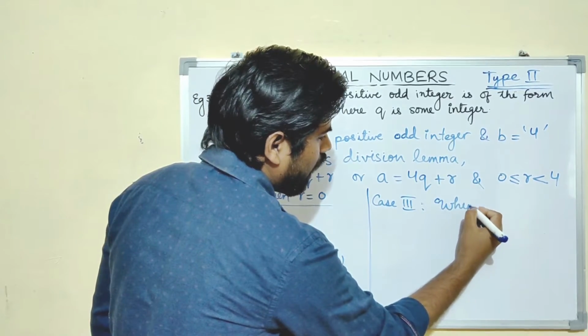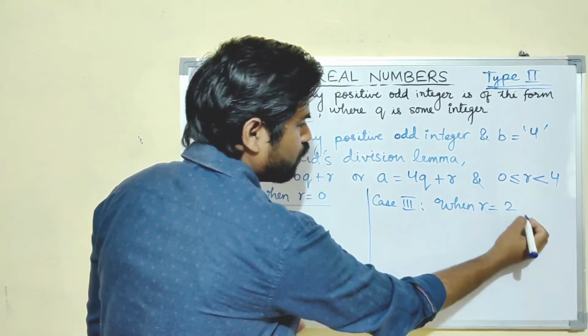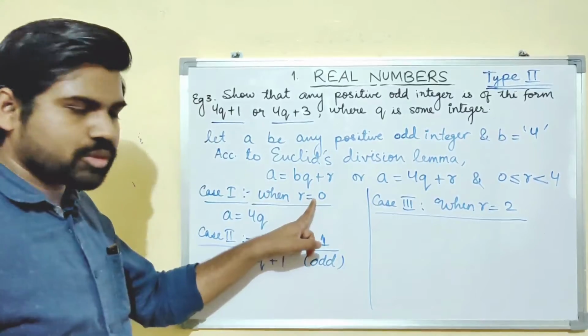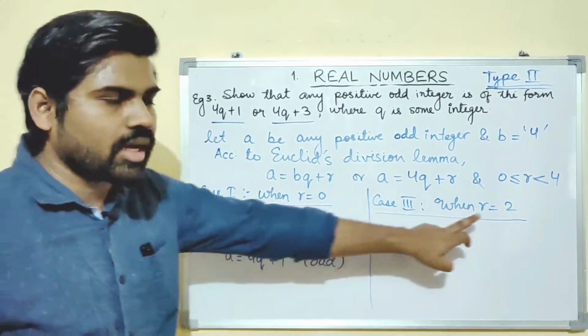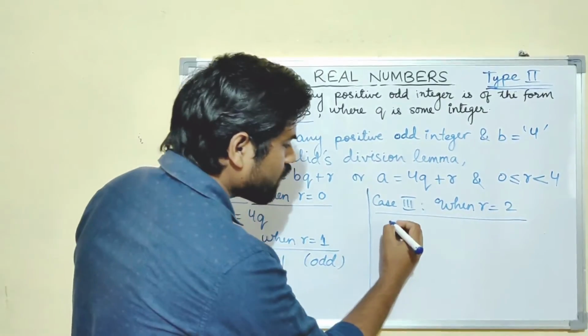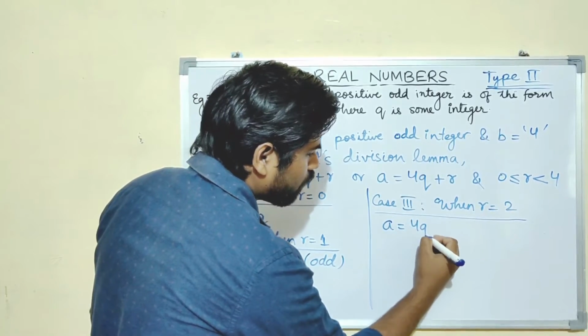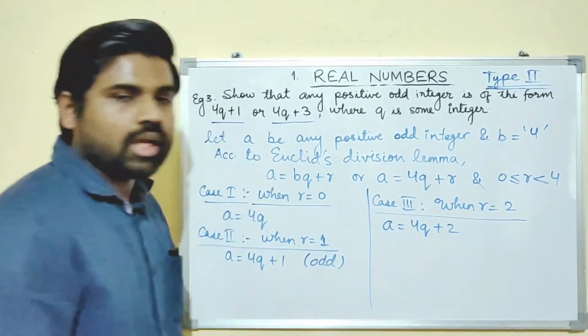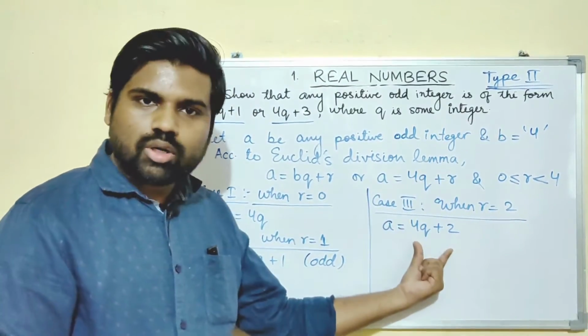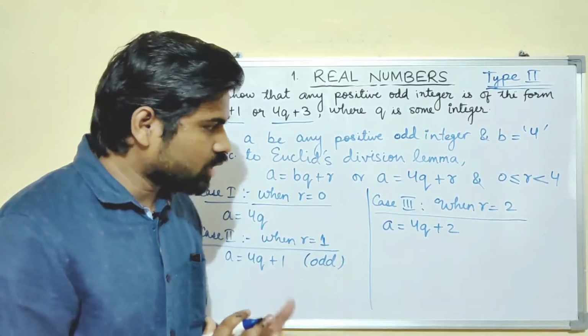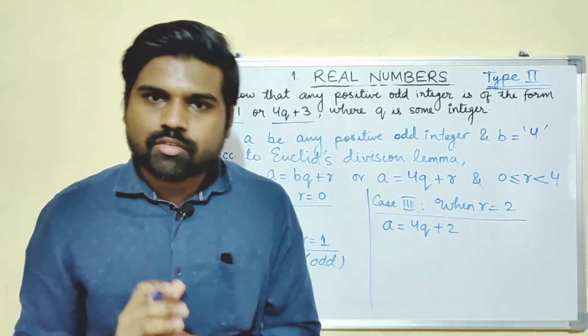When r equals 0, r equals 1 and r equals 2, what you'll get? A equals 4q plus 2. Now can you tell me, is it even or odd? Are you able to identify whether it is even or odd?